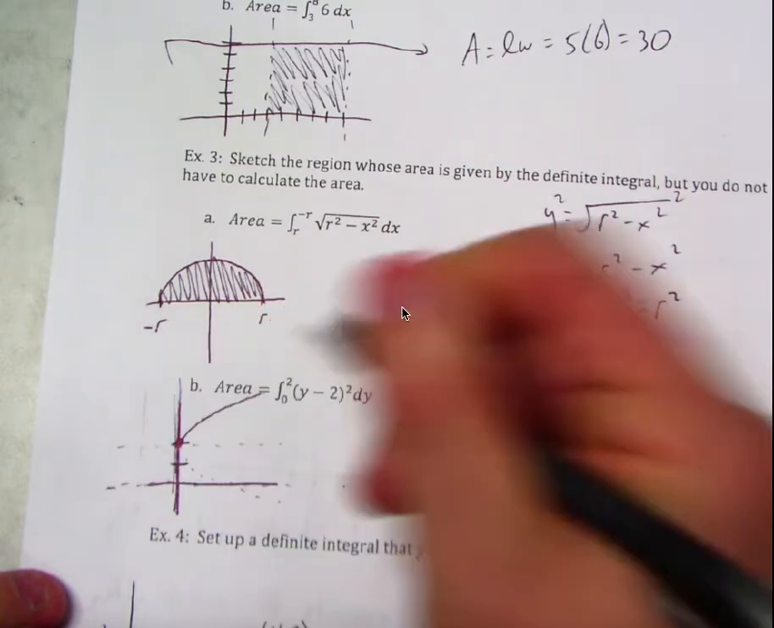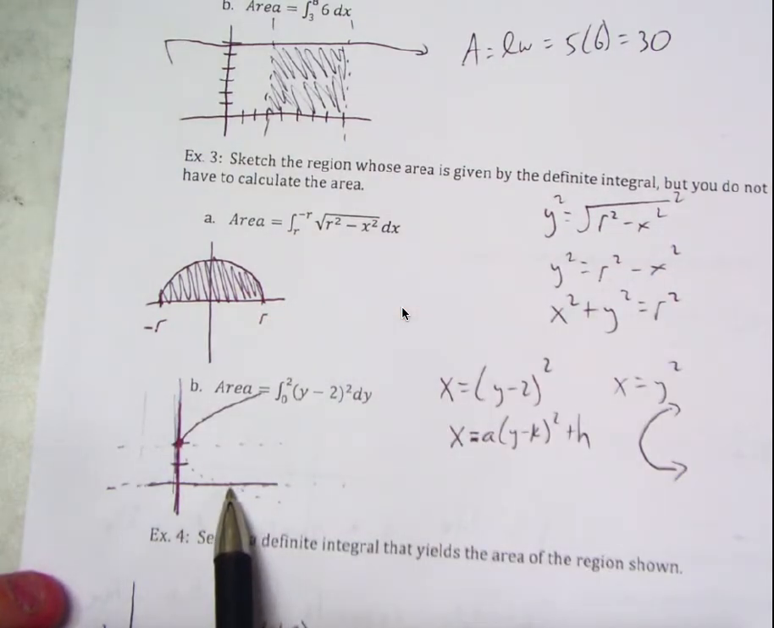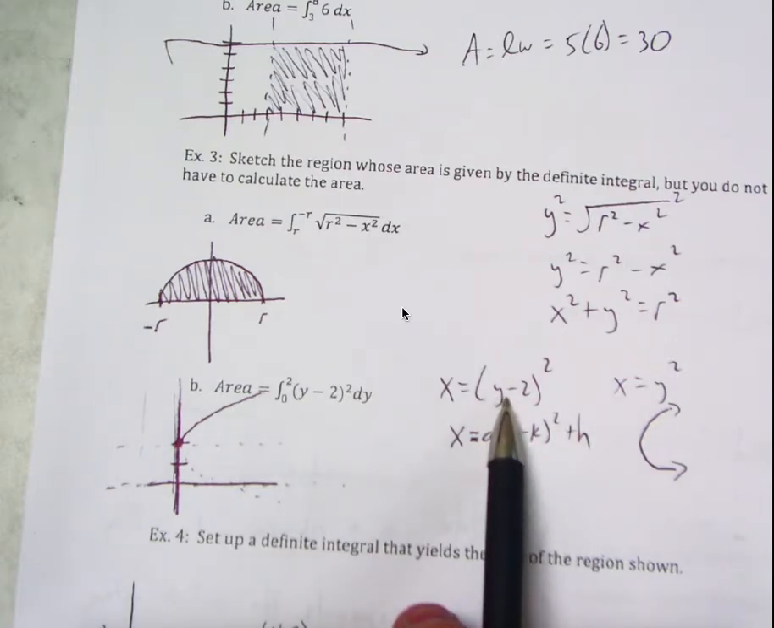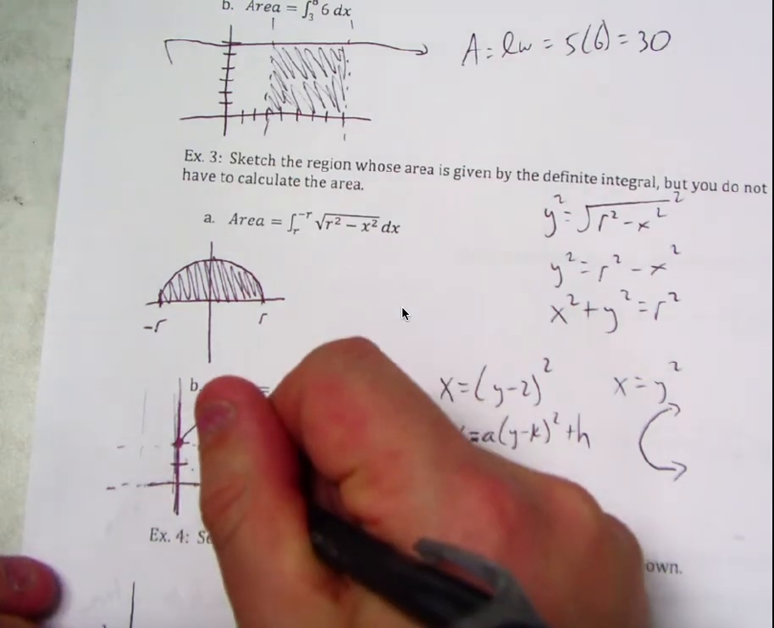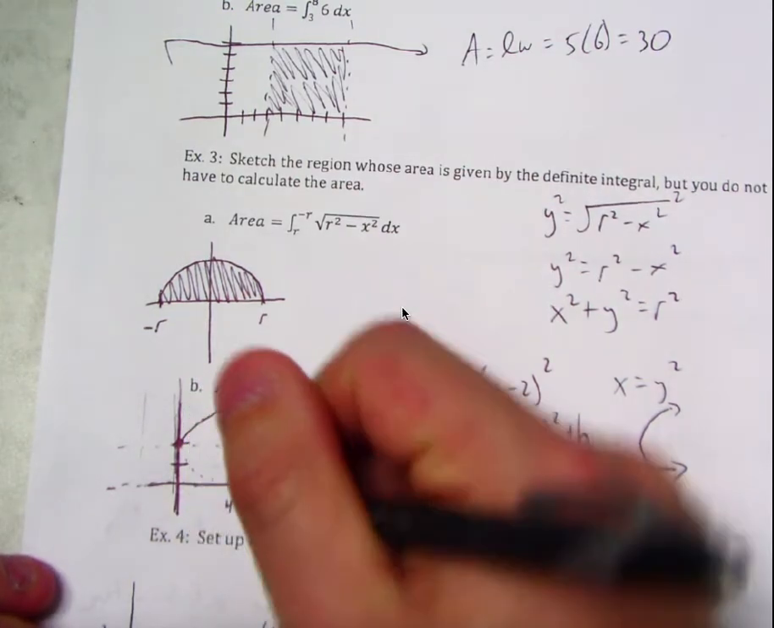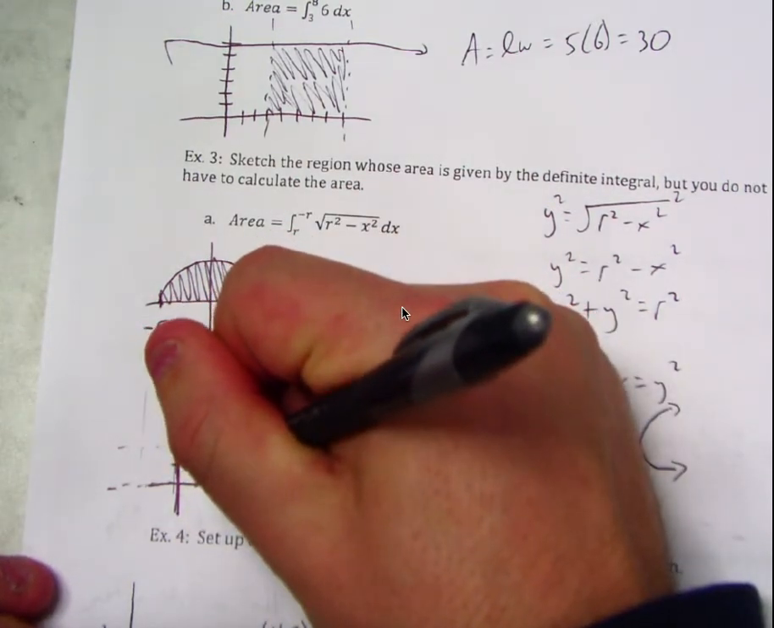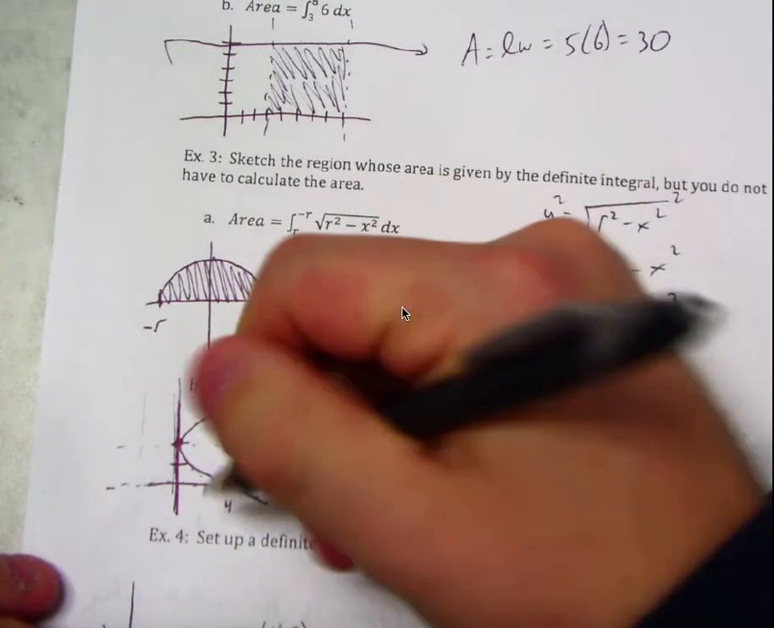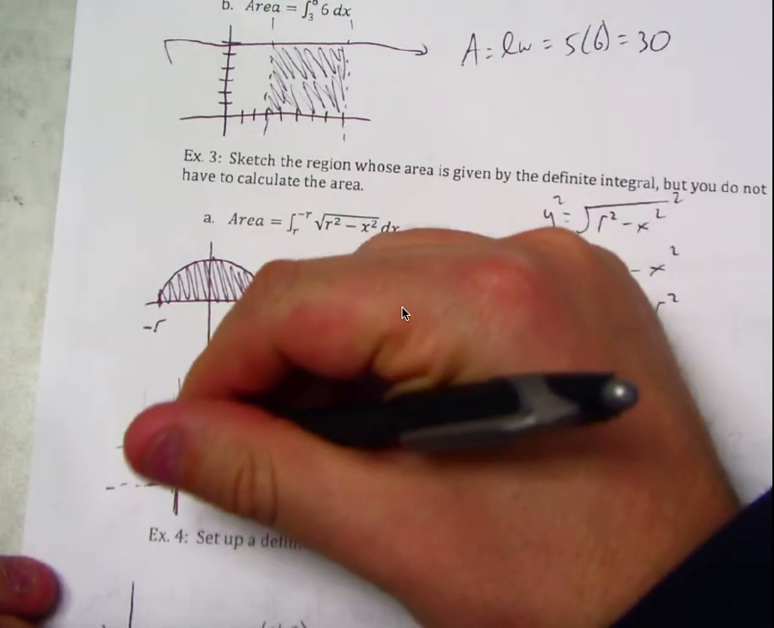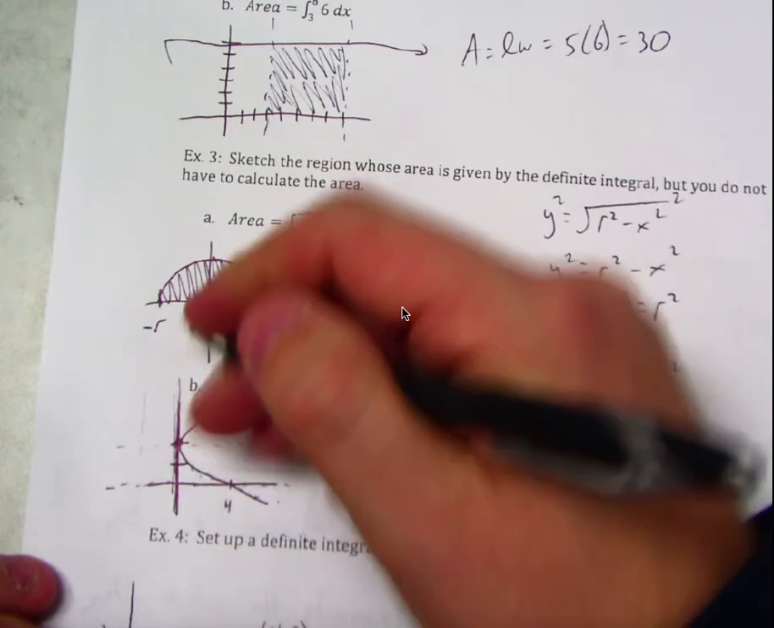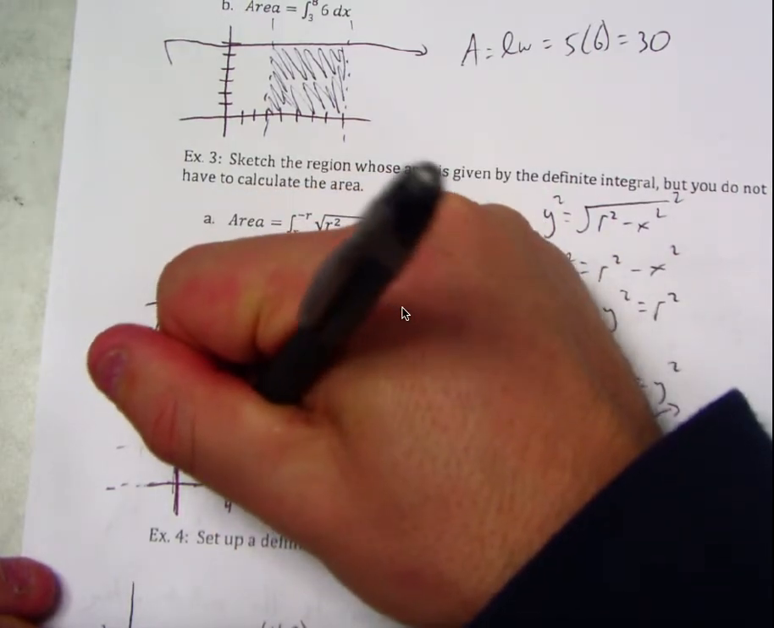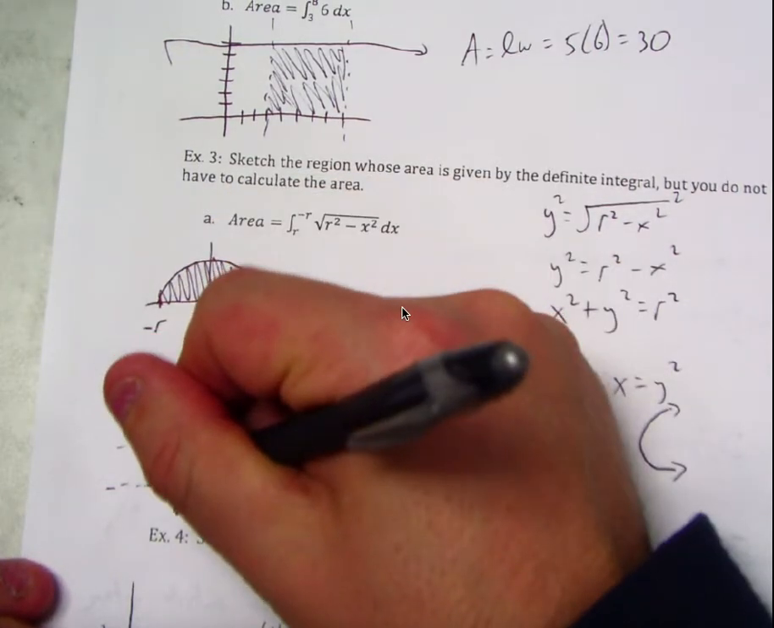It would be pretty helpful to know where this is crossing the x-axis. And so think about how you can find x-intercepts, ever. To find x-intercepts, put 0 in for y. So negative 2 squared is 4. So I know this is crossing the x-axis at 4. And so our region, we're bounded by this horizontal line, the y-axis, and this curve. So our region is right here.